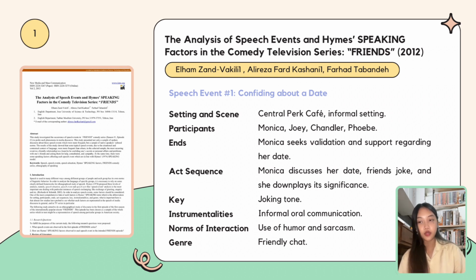And then for the act sequence, Monica discusses her date, and then they start to joke, and she downplays the significance. The key here is they talk about it in a joking way. And then the instrumentalities is informal oral communication, so they talk in person, and it's also informal, so it's casual. And then for the norms, they use a little bit of humor and sarcasm.